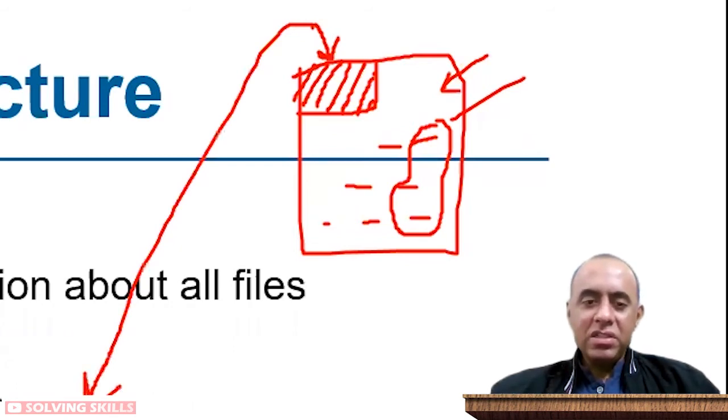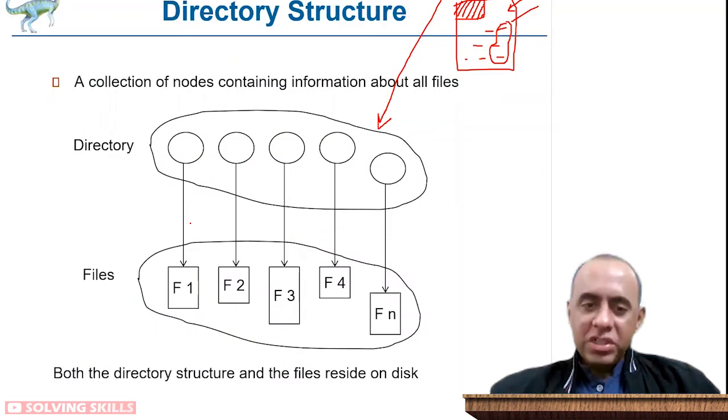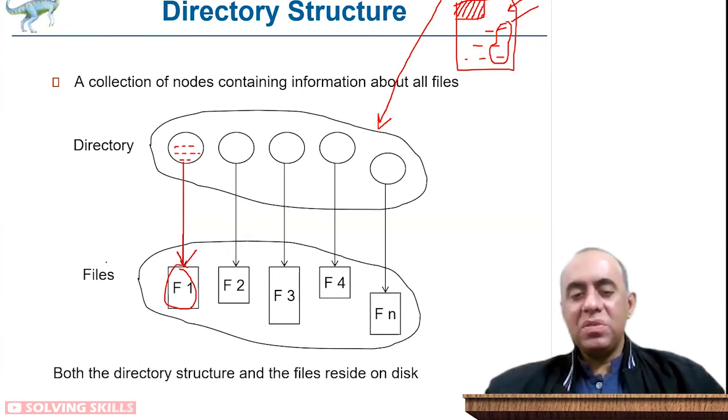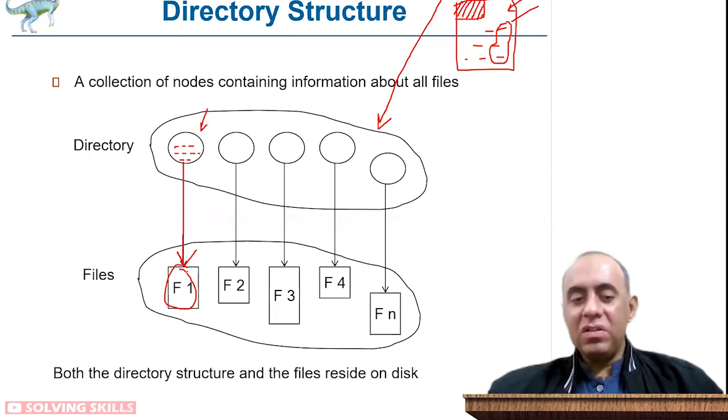So the directory structure will contain all the information about files. For example, if this file contained 100 logical blocks, all those logical blocks starting from the first one will be stored inside this directory structure, and in one way it will be pointing to that file, right? So you can say this node in the directory structure is pointing to this physical file on the disk.